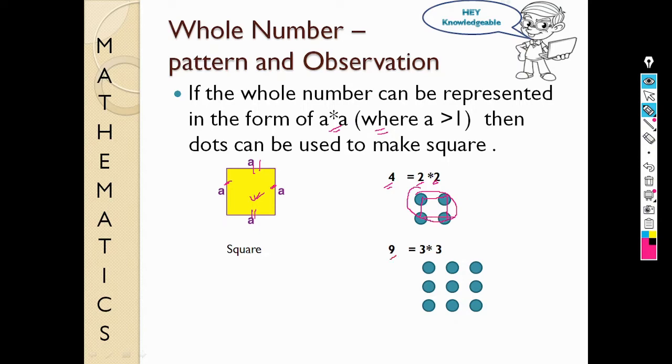Similarly, if you see 9, 9 is 3 into 3. So we can place all the 9 dots in such a way that it makes a square.